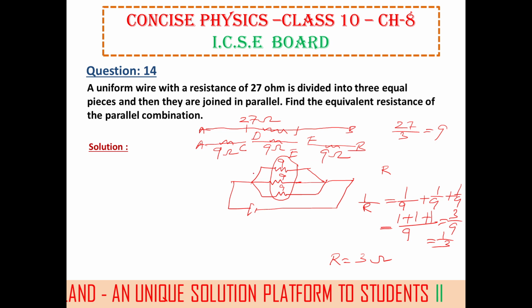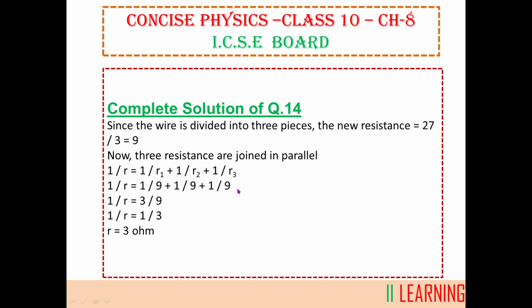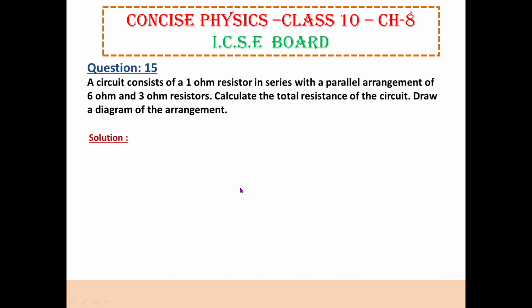So if we connect these three equally divided wires in parallel connection, then the equivalent resistance will be 3 ohm. So hope this is clear. So go to the final solutions. This is the final solutions. Now you can go to question number 15.